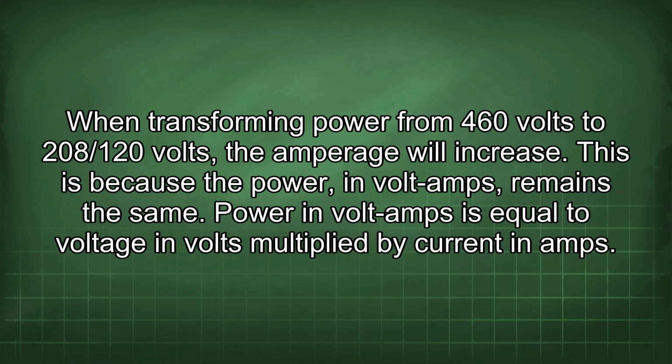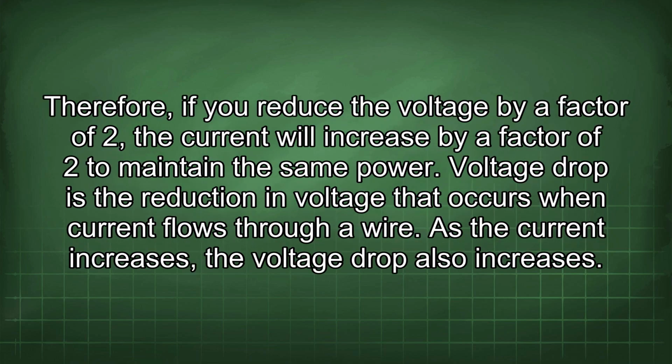This is because the power in voltamps remains the same. Power in voltamps is equal to voltage in volts multiplied by current in amps. Therefore, if you reduce the voltage by a factor of 2, the current will increase by a factor of 2 to maintain the same power.